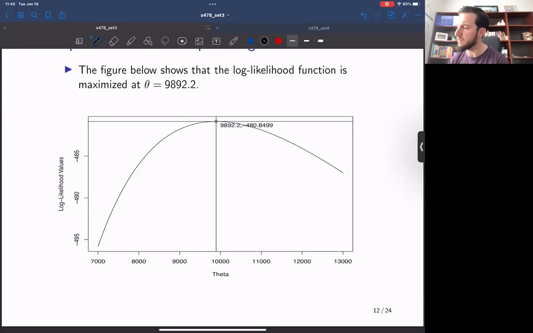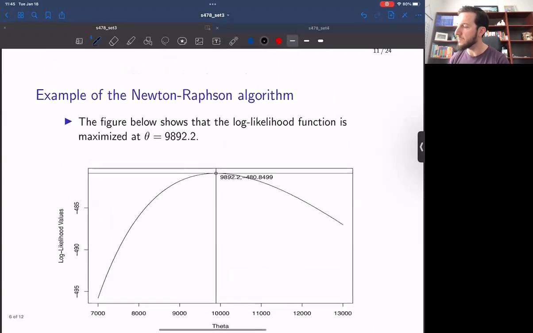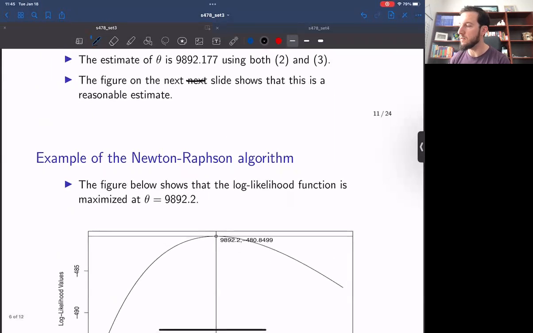And then what I did is I found the value that maximizes the log likelihood. So this point here, 9,892.2, is the value of theta that gives us the highest point on this surface. So you can see that our estimate from the Newton-Raphson, 9,892.177, is right in the ballpark of where it should be.